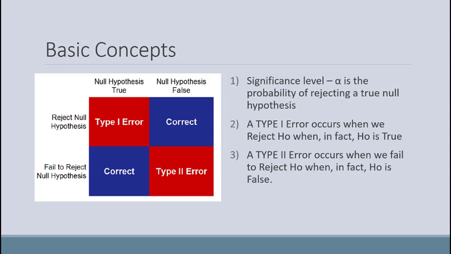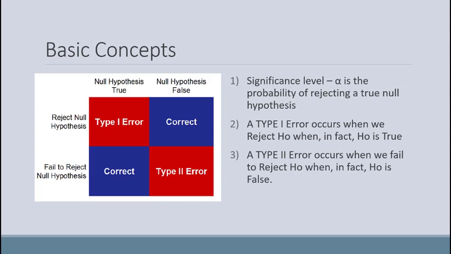A type 1 error occurs when we reject the null hypothesis when, in fact, the null hypothesis is true. In this case, we mistakenly reject a true null hypothesis. The type 2 error occurs when we fail to reject the null hypothesis when, in fact, the null hypothesis is false. In this case, we fail to reject a false null hypothesis.